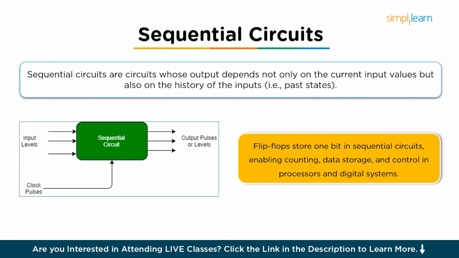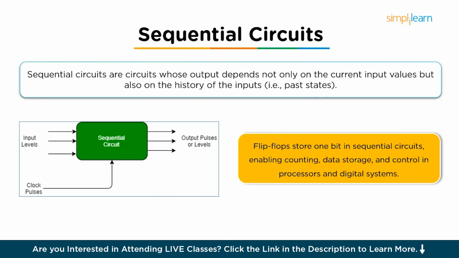Sequential circuits are circuits whose output depends not only on the current input values but also on the history of the inputs. This means that sequential circuits have memory elements that allow them to store information about previous inputs. So these circuits can remember their previous states and use this information to influence future output. The most fundamental type of memory element in sequential circuits is called a flip-flop, which can store a single bit of data. Sequential circuits are used for tasks such as counting, data storage, and state machines, which are critical in processors, memory devices, and other digital systems.